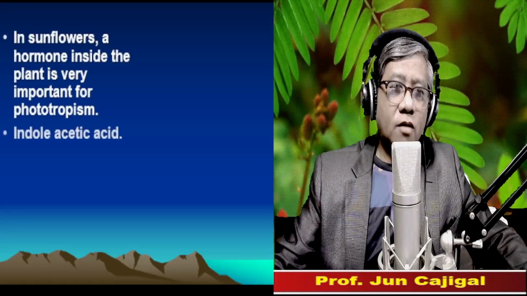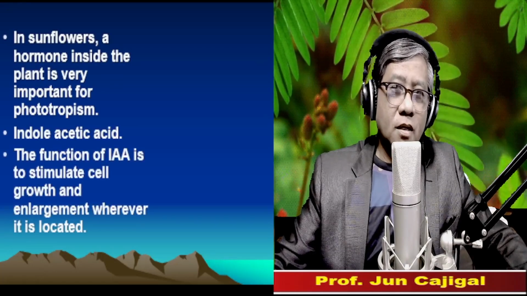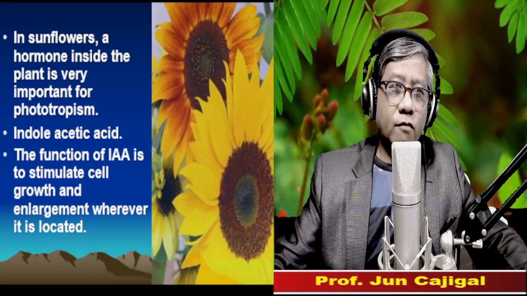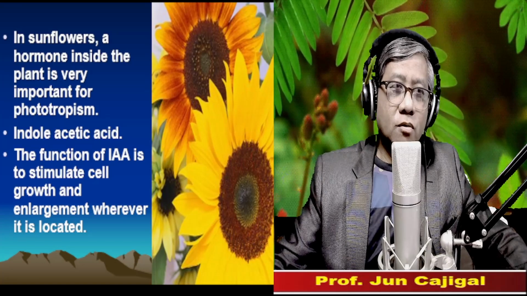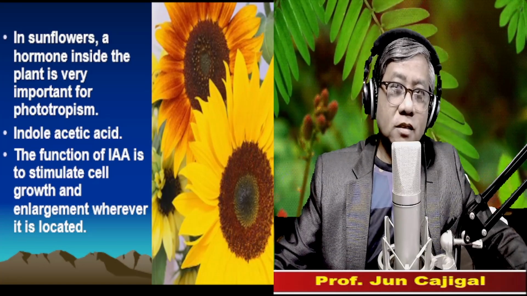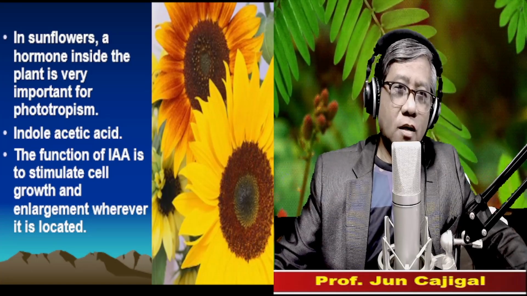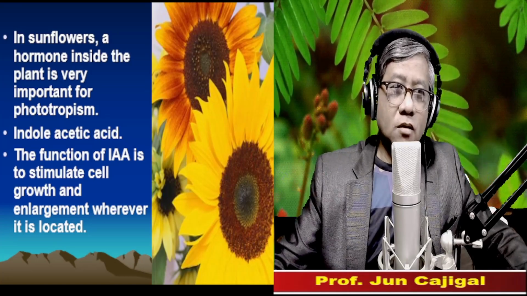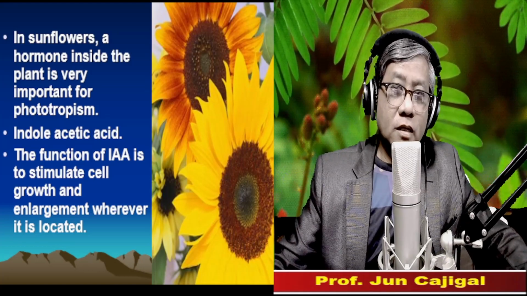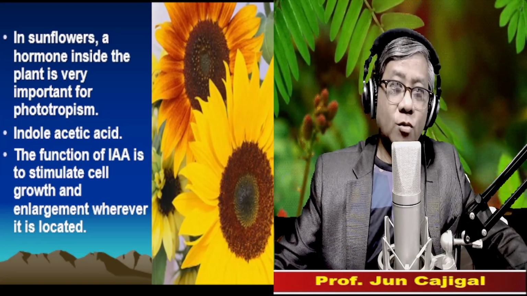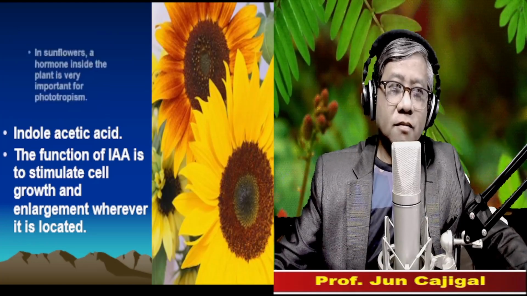Now in sunflowers, there is a hormone inside the plant that is important for phototropism. And that hormone is called indole acetic acid, or IAA. Now the function of IAA is to stimulate cell growth and enlargement wherever it is located. That's why, if you will notice, the sunflower always follows the sun.